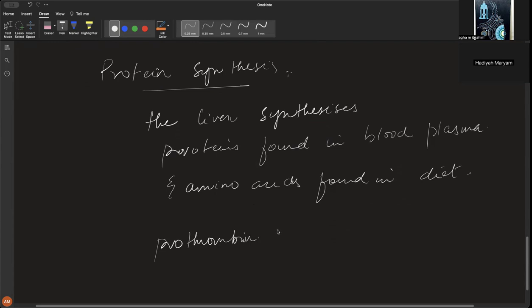and fibrinogen. All right, we discussed it. I think we'll see that they are involved in blood clotting, clotting of blood.